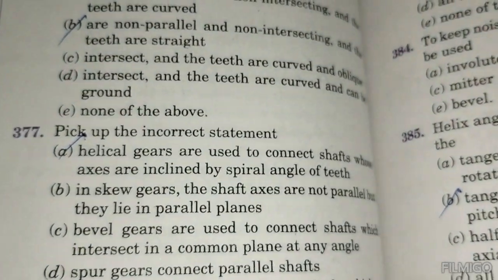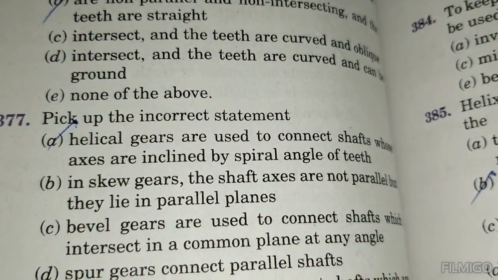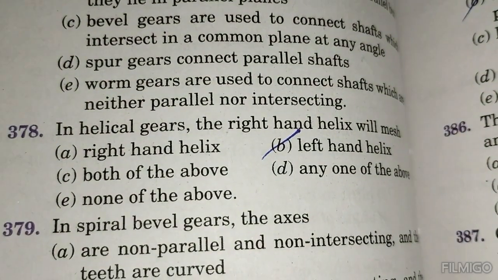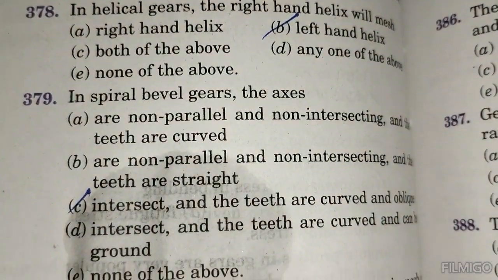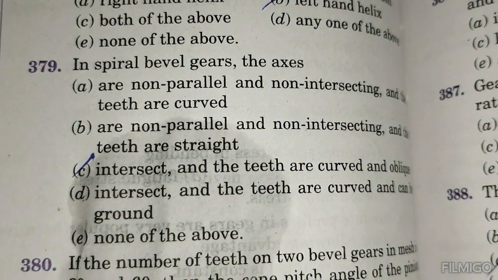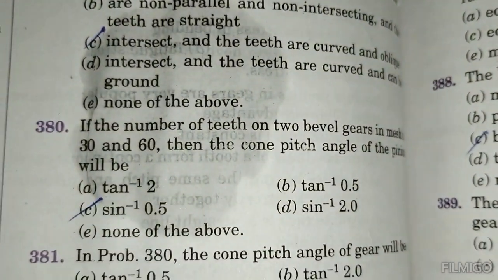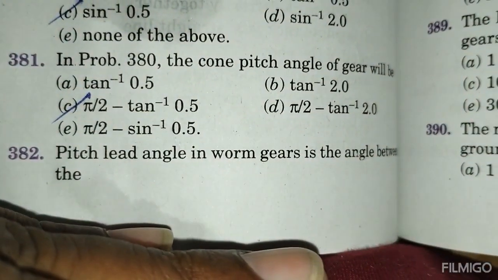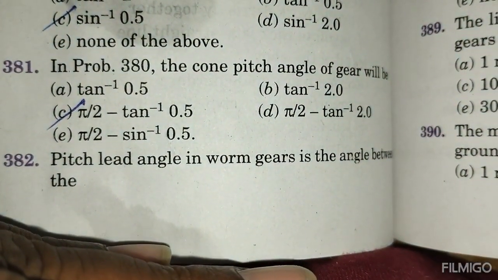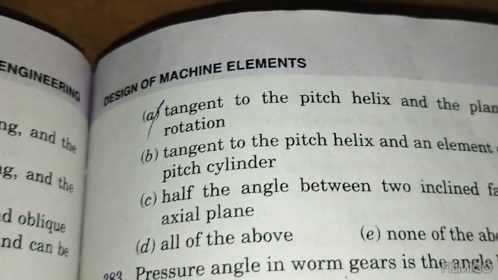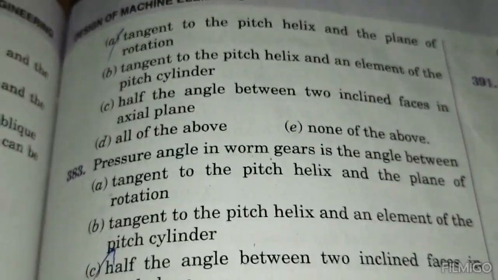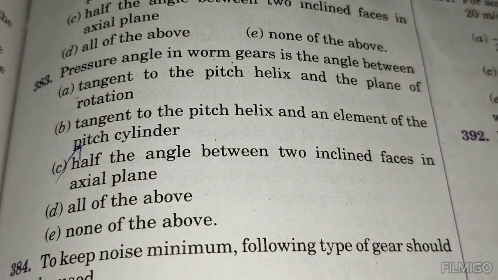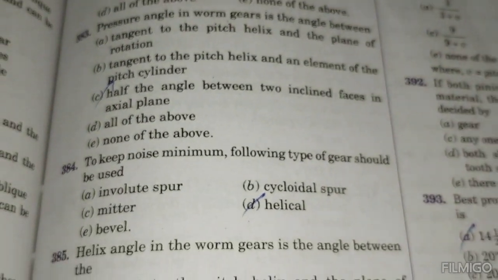Pick up the incorrect statement: helical gears are used to connect shafts when axes are inclined by a spherical angle of teeth. In helical gears, the right hand helix will mesh with the left hand helix. In spiral bevel gears, the axes intersect and the teeth are curved. Pitch lead angle in worm gears is the angle between the tangent to the pitch helix and the plane of rotation. Pressure angle in the worm gear is the angle between two inclined faces of the axial plane.